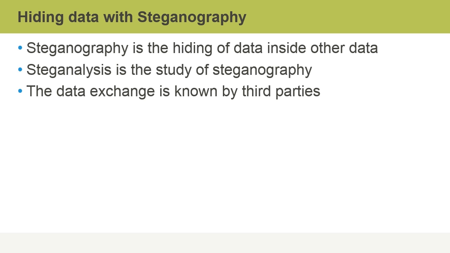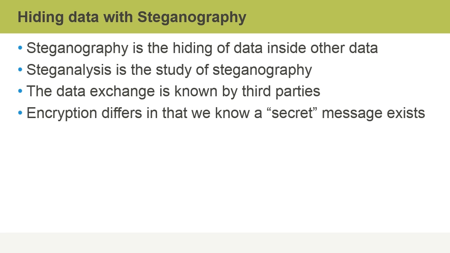With steganography, a third party would know, for example, that a data exchange is taking place between communicating parties. But what the third party wouldn't know is that there are secret messages embedded within that communication. Encryption is different because with encryption we know that there's a secret message there. We just can't decrypt it if we don't have the correct decryption key.